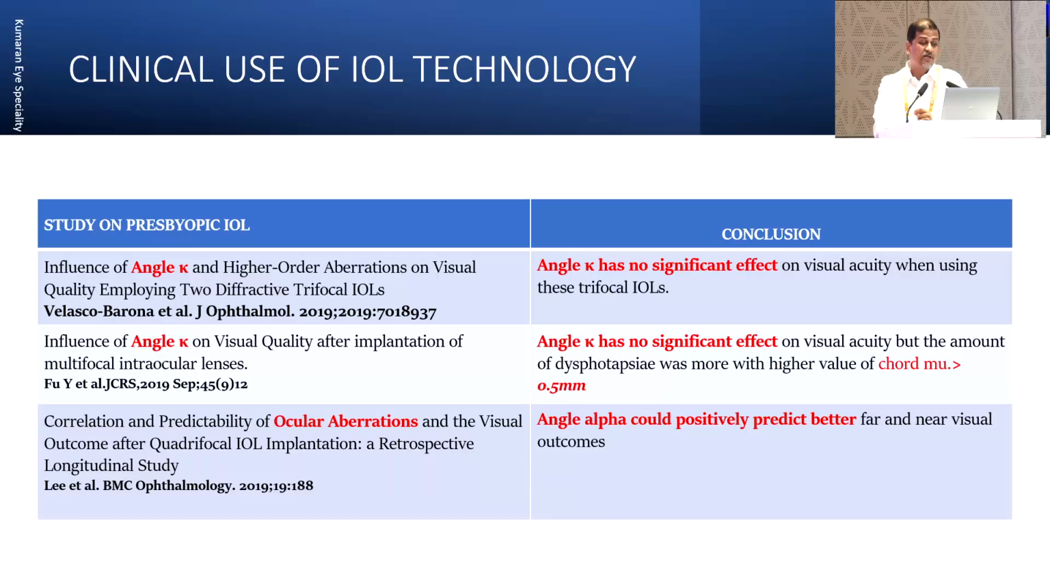So this is another study which compared the angle kappa. We all talk about the aberrations and the angle kappa, but you should know that the angle kappa, even if it's more than 0.5, doesn't cause any problem in the visual acuity of the patient. Even when you have a large angle kappa, these patients do very well as far as the quality of vision is concerned. But when you have a large angle kappa, the problem is that they have a lot of dysphotopsia. So when you have a dissatisfied patient who's having a lot of dysphotopsia, go back and look into the angle kappa. You'll find that the angle kappa is more than 0.5, or the chord mu, which is a real technology now. And the other important thing is that angle alpha could positively predict the outcome of near and distant visual acuity in these patients.